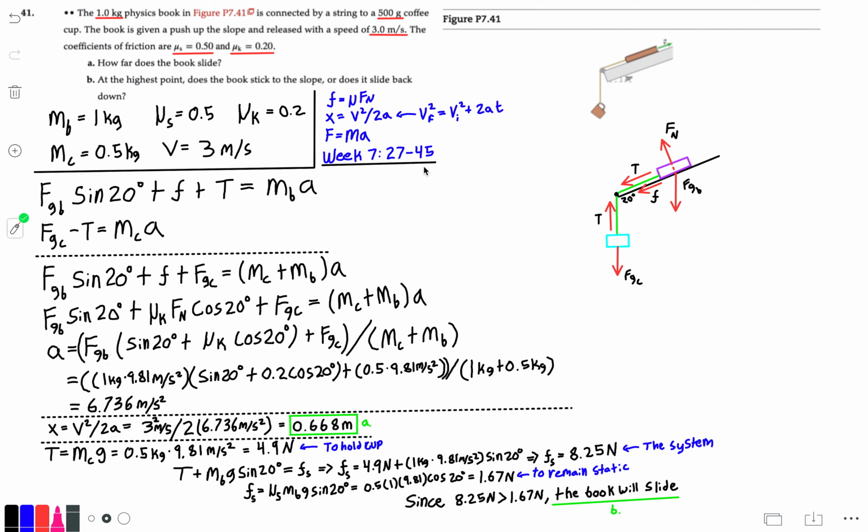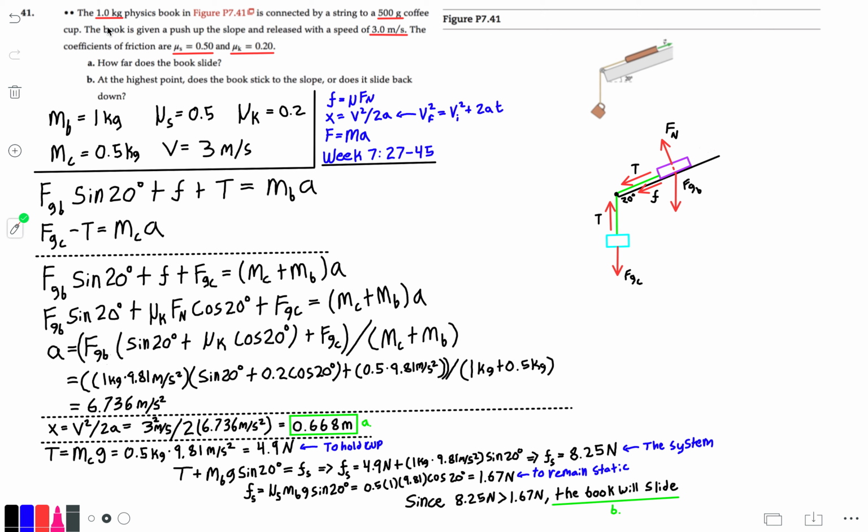So for this problem, if anything I say seems unclear, I would recommend going back to the Week 7 lecture notes, specifically pages 27 through 45 deal with tension, and I think you would get a lot of help from that. So I've gone ahead and underlined some of the givens here in the problem.